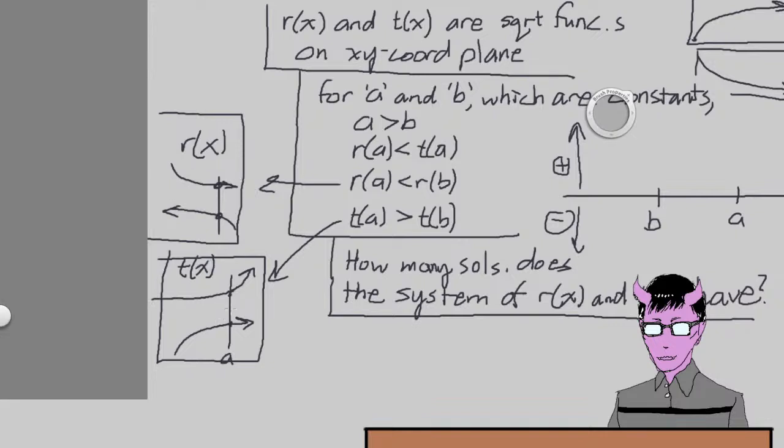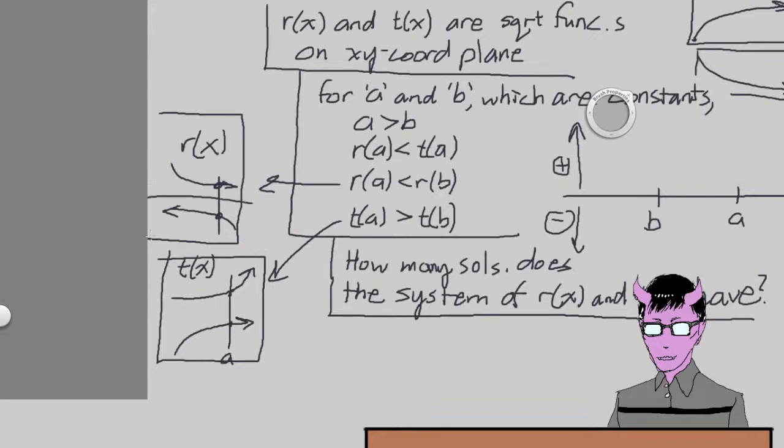r of x could be doing something like this, right? If we assume this is r of x, and if we assume that this is t of x, then putting these 2 pictures together will get us something like this. That will mean that they have 2 solutions at one point. They were guaranteed to intersect at one point, given that this thing is true. But that's not the only scenario we can possibly have, you understand?